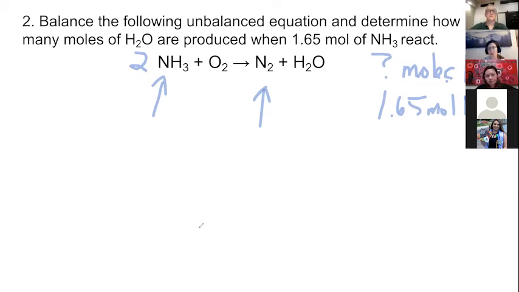What else? Hydrogen. Hydrogen is not balanced. Right. So how many do we have on the reactant side? Six. We have 6 now. So how are we going to get 6 hydrogens on the product side? We place 3 before the H2O. Yep, we would put a 3 there. Okay, so I've balanced my nitrogens, I've balanced my hydrogens.